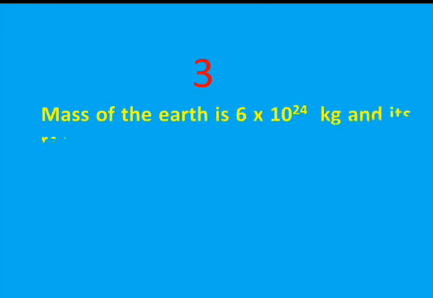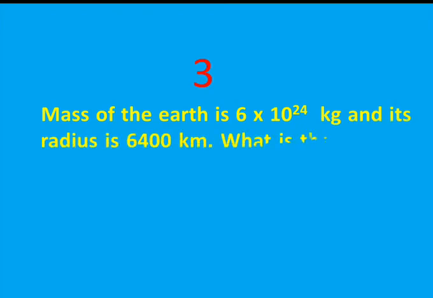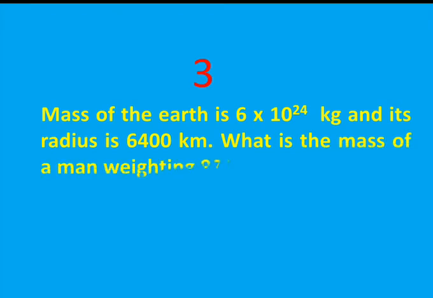Three. Mass of the Earth is 6 into 10 to the power 24 kilogram and its radius is 6400 kilometer. What is the mass of a man weighing 977 Newton?